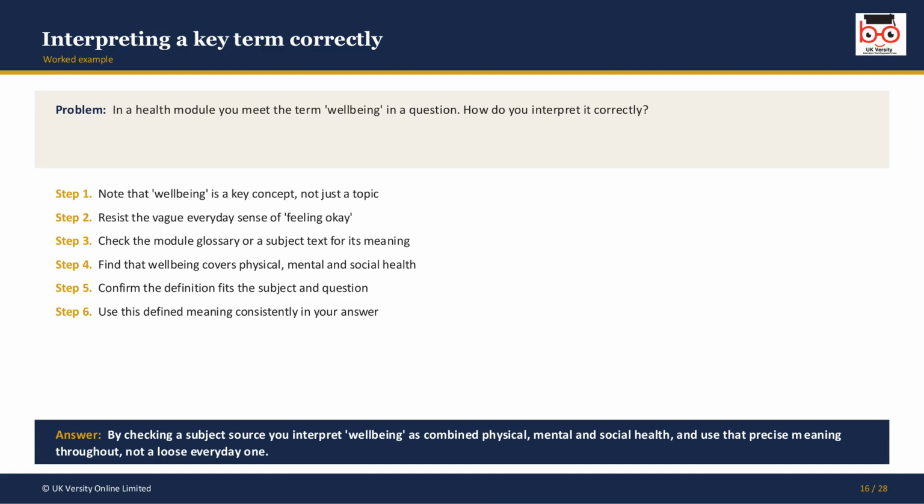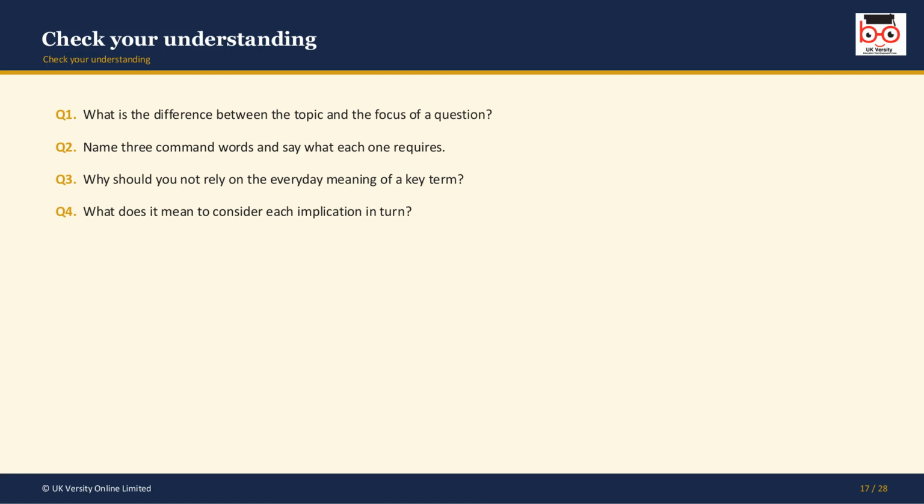Let's pause and check your understanding. What's the difference between the topic and the focus of a question? Can you name 3 command words and say what each one requires? Why shouldn't you rely on the everyday meaning of a key term? And what does it mean to consider each implication in turn? Have a think before you move on.